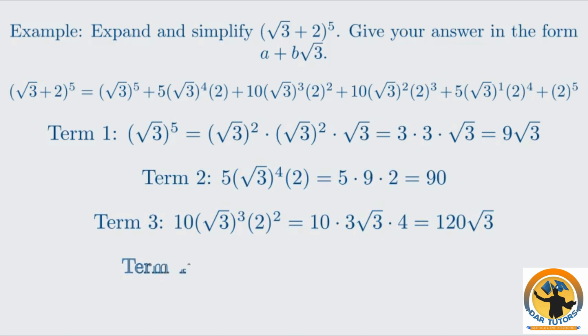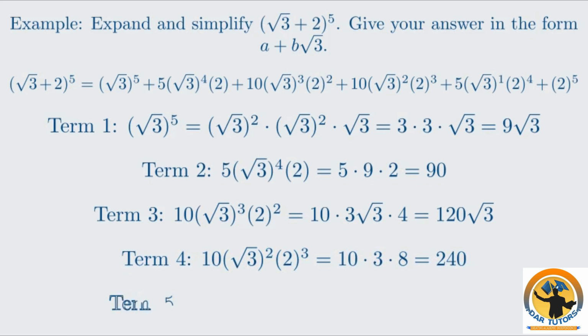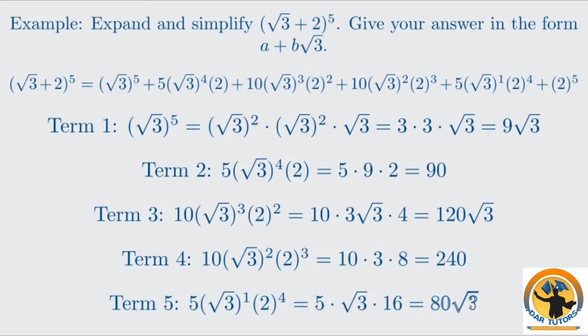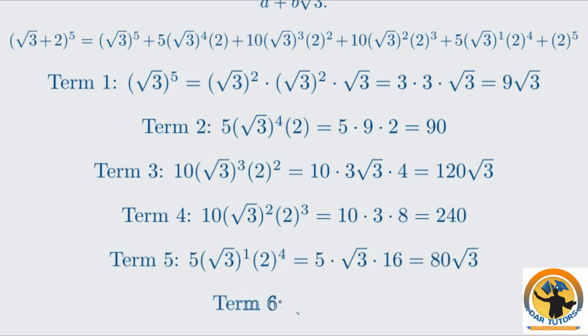The fourth term is 10 times square root 3 squared times 8, which is 10 times 3 times 8, or 240. The fifth term is 5 times square root 3 times 16, which is 80 square root 3. The last term is 2 to the power of 5, which is 32. Now we add all these simplified terms together.